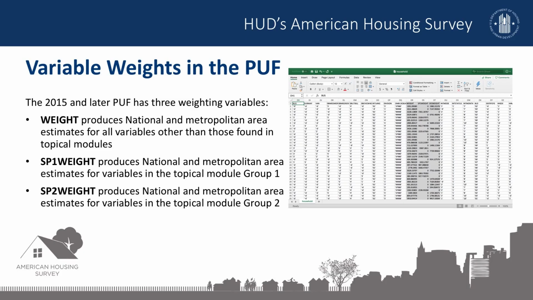Now, let's take a closer look at using weights in the PUF. The 2015 and later PUF microdata have three weighting variables. You'll use the variable weight to produce national and metropolitan area estimates for all variables other than those found in topical modules. You can use SP1 weight to produce national and metropolitan area estimates for variables in the topical module Group 1. You'll use SP2 weight to produce national and metropolitan area estimates for variables in the topical module Group 2. As we covered in the section on AHS question modules, special split sample weights are used with certain questions in the rotating topical modules.